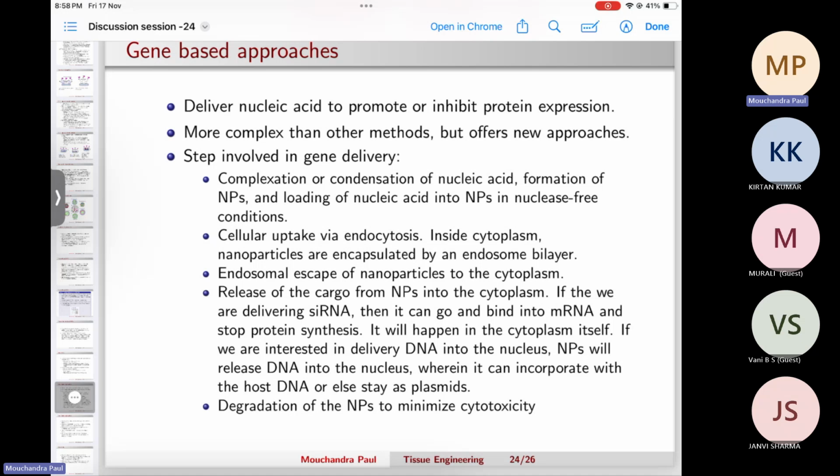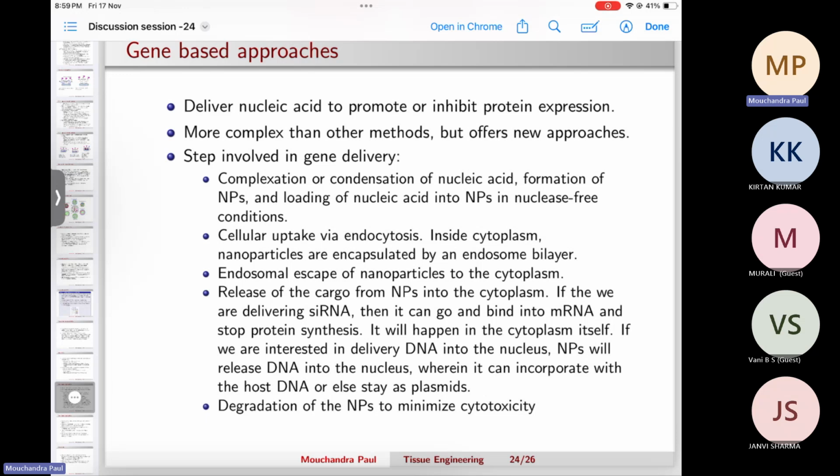Now, if you want a nucleic acid to be released in the cytoplasm, then it is easy. All right, then your job is done. Your nanoparticle is there in the cytoplasm, and you have to engineer the nanoparticle in such a way that the payload is released. But if you want your gene or your nucleic acid to be released only at the nucleus so that it can bind with the host DNA, integrate with it and get expressed along with the host genes, then you have to use some alternate approach.